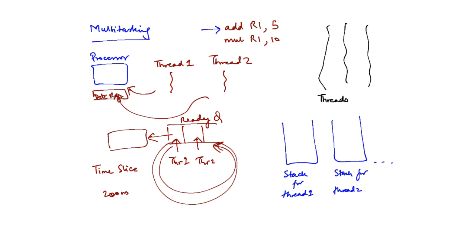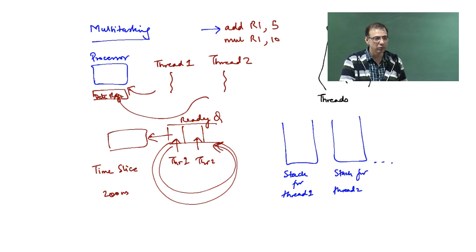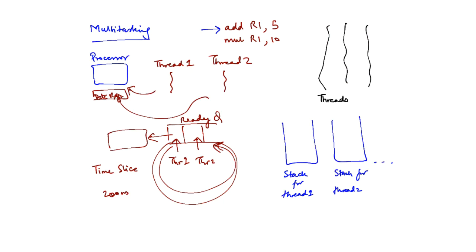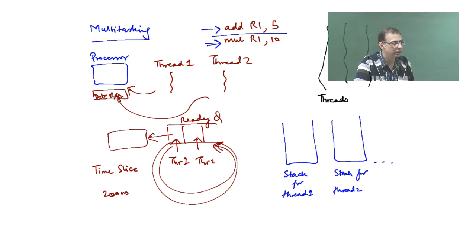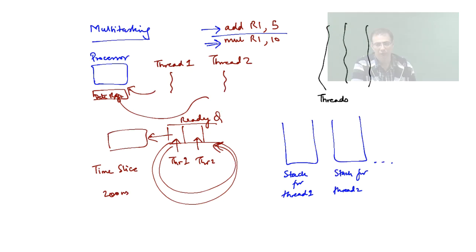Now suppose the thread was executing this instruction, add r1 comma 5. So it was adding 5 to r1. It added 5 to r1 and then the operating system decided I need to schedule this out. Its time slice got over. So another thread comes in. Maybe that thread is using register 1 for some other purpose. So it's going to replace the contents of register 1. And now when this particular thread comes back, it starts executing multiply r1 10. But now it has some other data. So obviously we don't want this to happen.